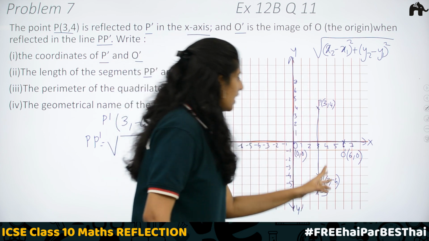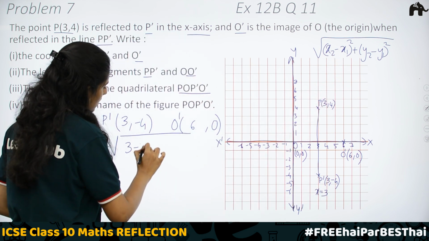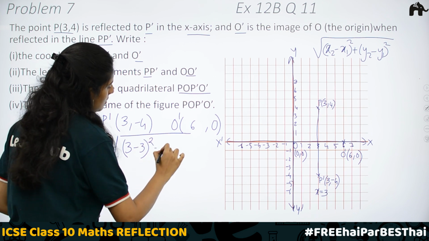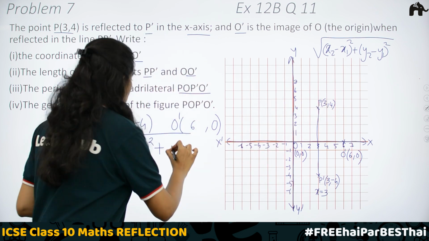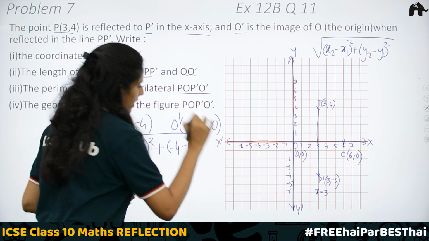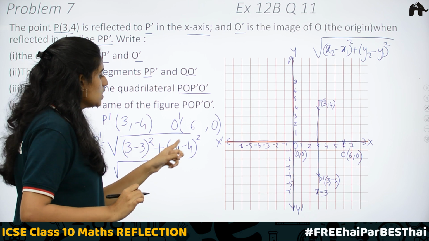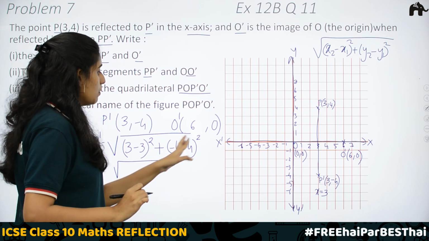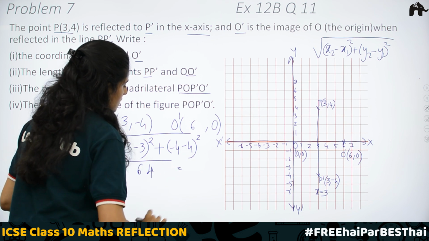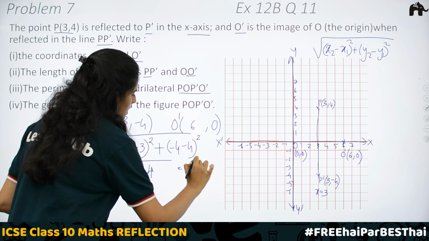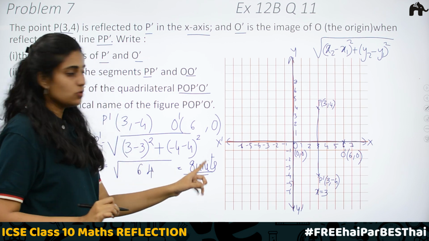Now put the values. x2 is equal to 3 and x1 is equal to 3. Therefore, (3 minus 3) whole square plus (y2 minus y1), y2 is minus 4 and y1 is 4, so (minus 4 minus 4) whole square. That is equal to root of 3 minus 3 is 0, minus 4 minus 4 is minus 8, minus 8 whole square, we get 64. That is equal to root of 64, 8 units. Okay, we get PP' is equal to 8 units.